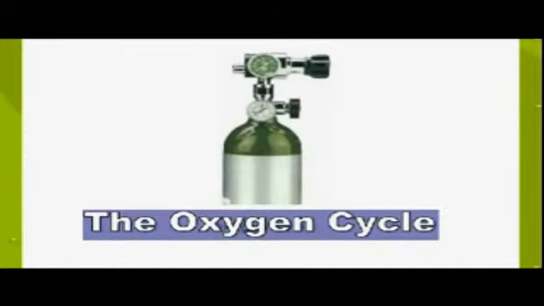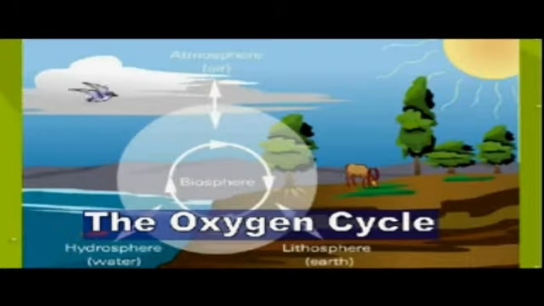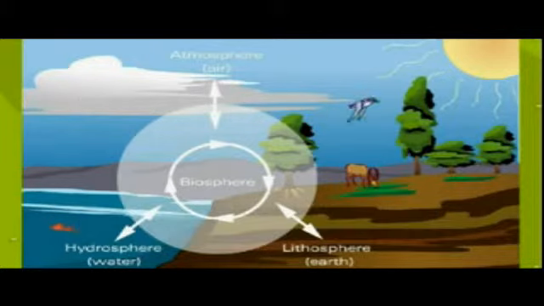Oxygen cycle. Oxygen cycle, one of the biogeochemical cycles, is closely linked to carbon cycle. The major sources of oxygen are atmosphere and hydrosphere. Approximately 21% of atmosphere is composed of free oxygen, whereas oxygen is seen in the combined form as water in hydrosphere.